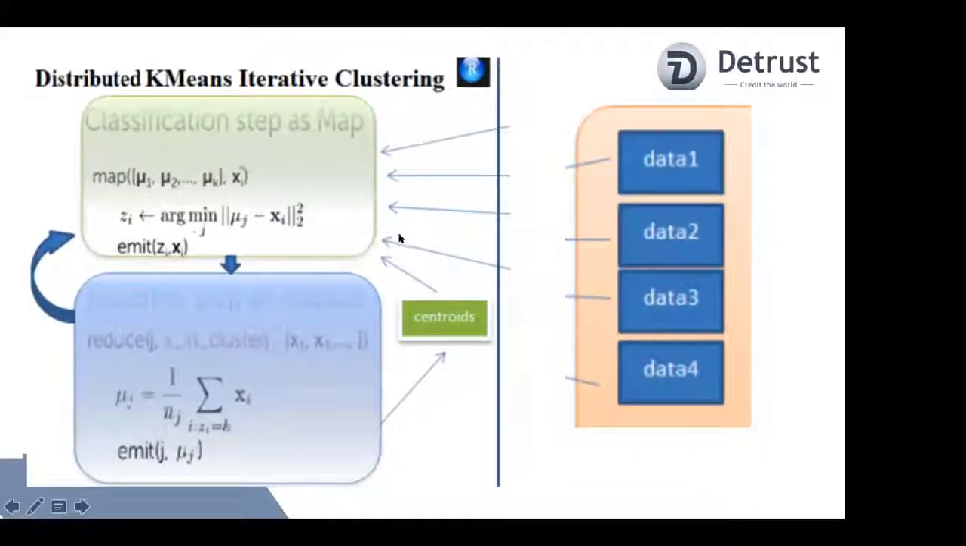When we work on a distributed system, the data is saved at different data nodes. It is either distributed or decentralized. And when we do k-means, this is the formula for how we can do that. So basically, here we use MapReduce.